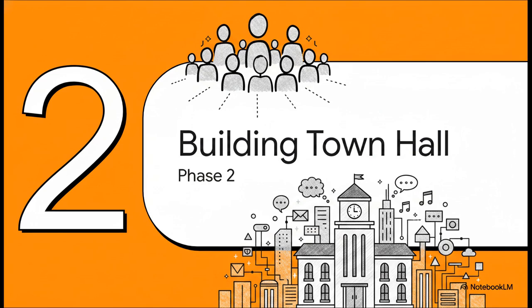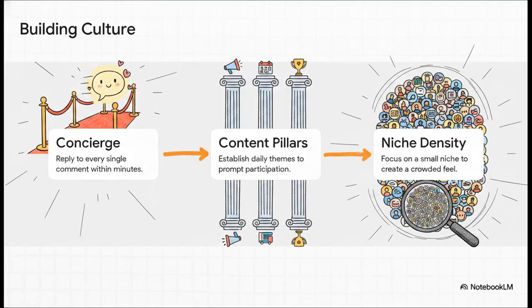Phase 2, building the town hall. All right, so you've got a few people hanging around for the utility. Now, you need culture. A digital metropolis is defined by its culture, just like a real city. And in those early days, that vibe is a direct reflection of its founders. As the chief architect, you and your core team have to lead by example. You literally need to be the most active, helpful users on the whole site.